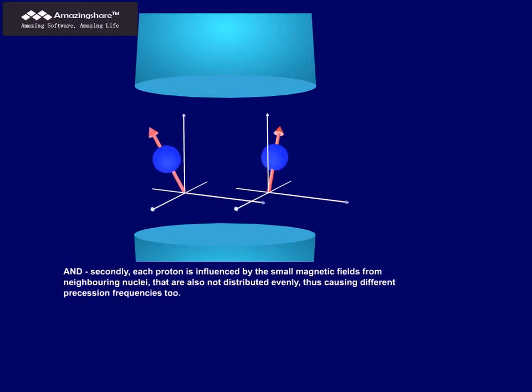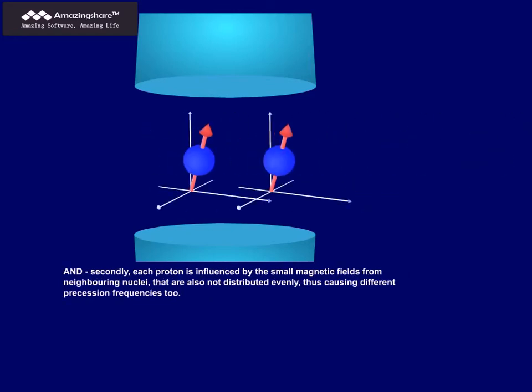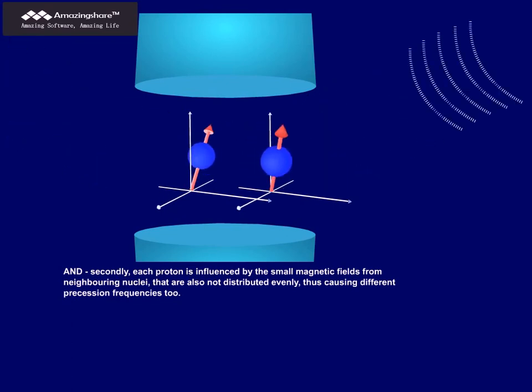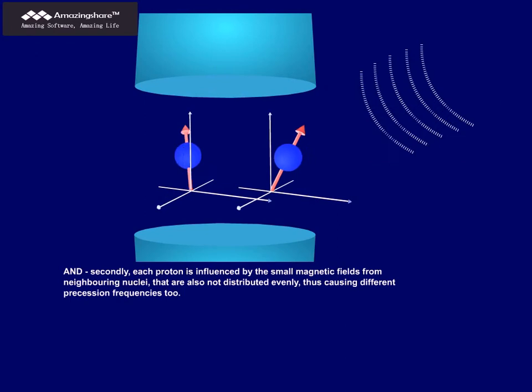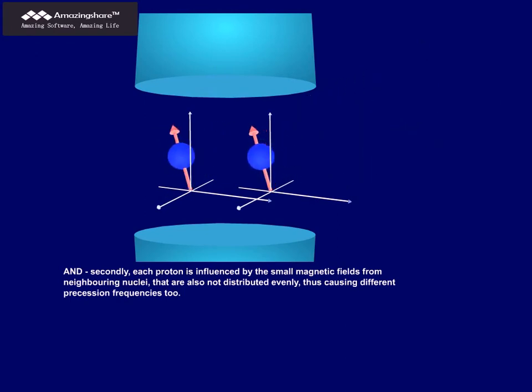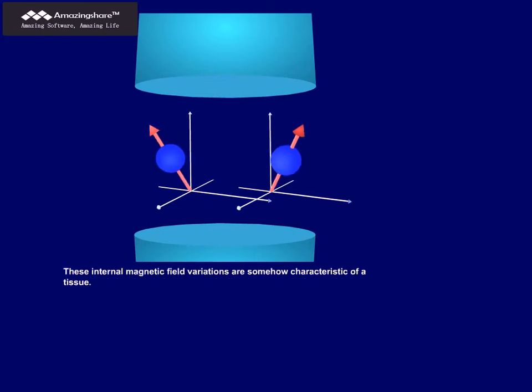And, secondly, each proton is influenced by the small magnetic fields from neighbouring nuclei that are also not distributed evenly, thus causing different precession frequencies too. These internal magnetic field variations are somehow characteristic of a tissue.